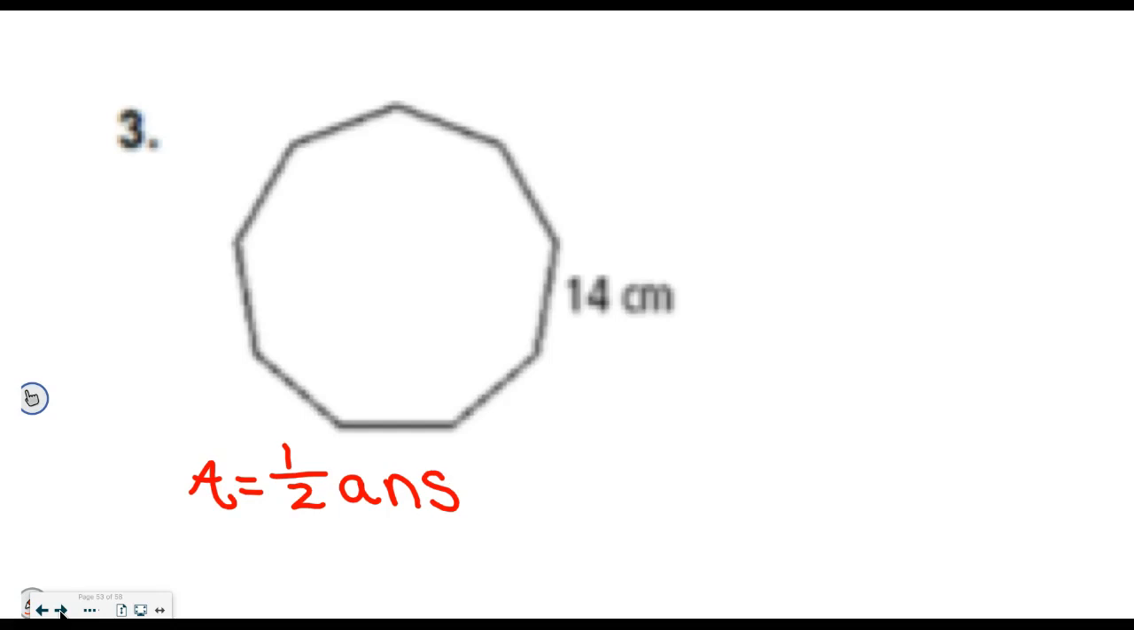So the first thing I would do is go get the n by counting up the sides. I'm just going to go 1, 2, 3, 4, 5, 6, 7, 8, 9. So I have a nonagon, which means I have 9 sides, 9 central angles, and 9 triangles that are made. All right, so this n is the number of sides, which for mine is a 9.